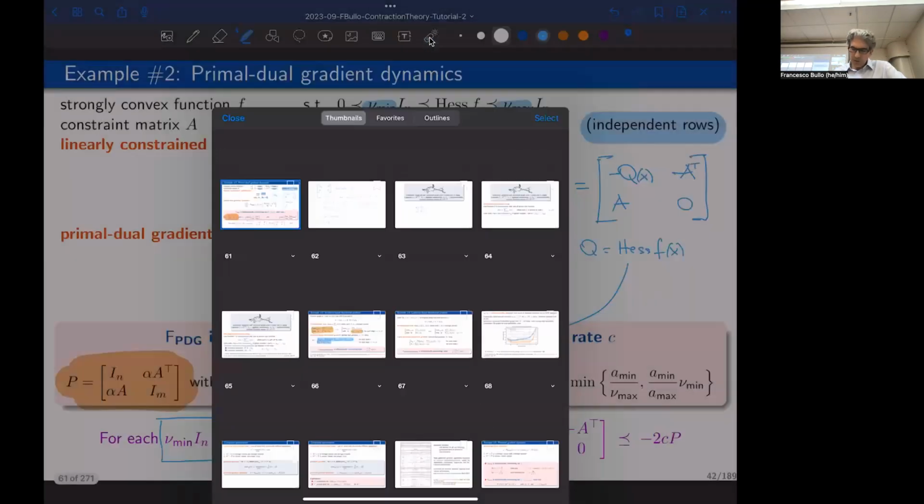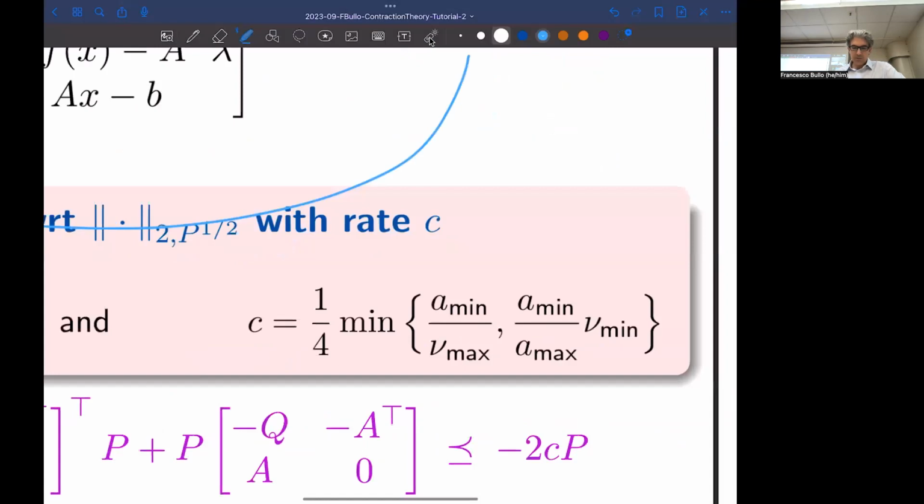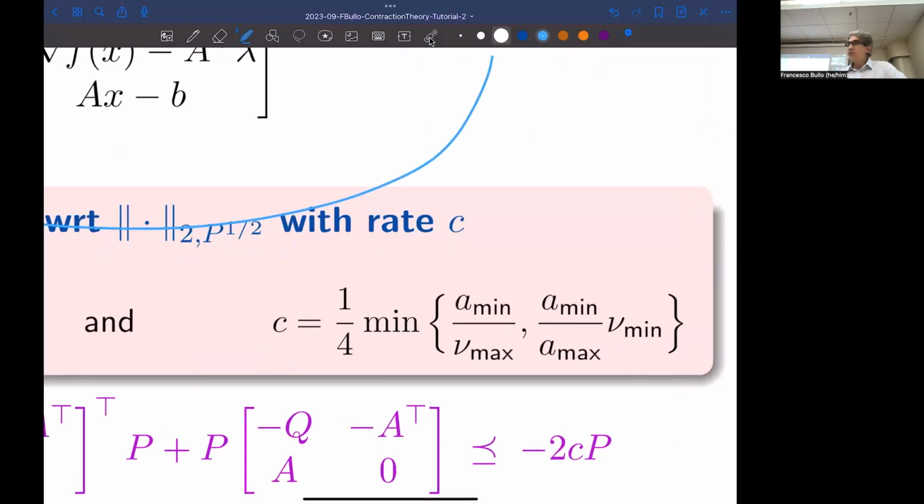it's coming from here, right? We had this estimate, we had the 1/4, we had the minimum. It turns out that I am going to neglect this first term for a reason that I don't want to explain right now. And then this mu minimum is the contractivity rate of, it's the smallest eigenvalue of Q. And then I have A min over A max.